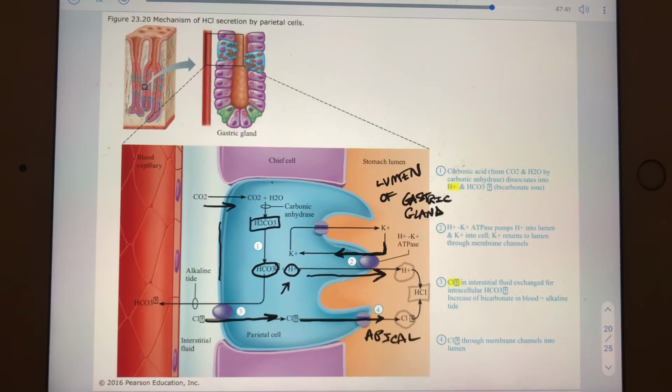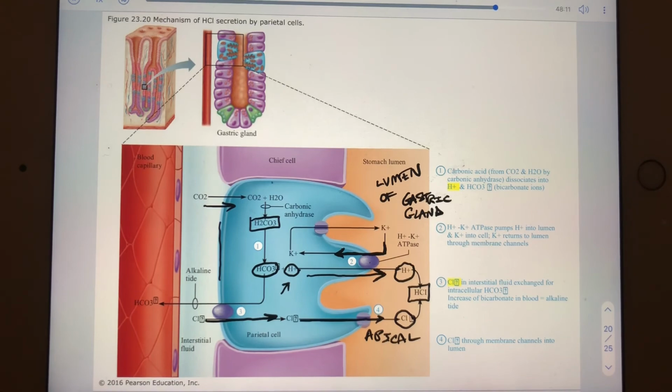Okay, it shunts those chloride ions all the way through, so that it's actually in the lumen of the gastric gland that hydrogen ions and chloride ions combine to form HCl. So technically, HCl isn't made inside parietal cells. It's made with facilitation, guidance from parietal cells.